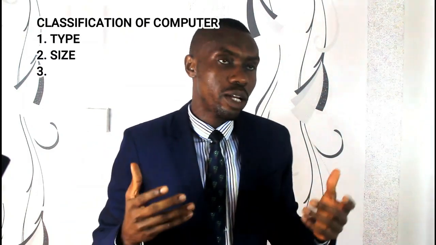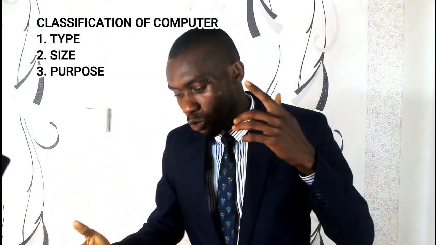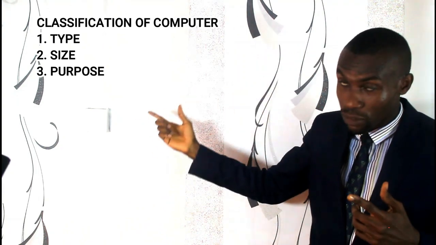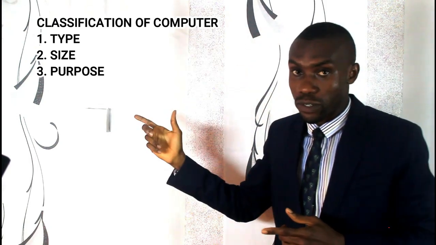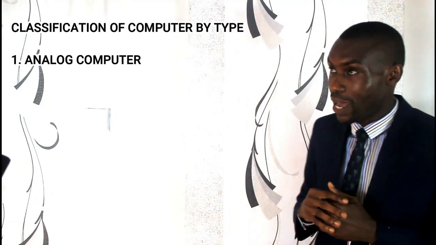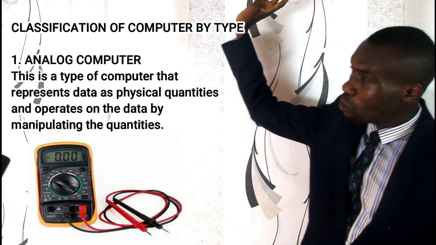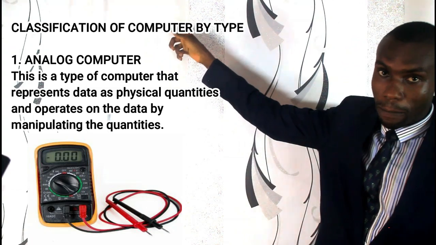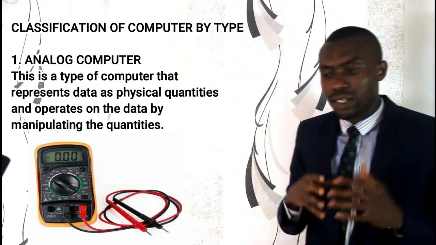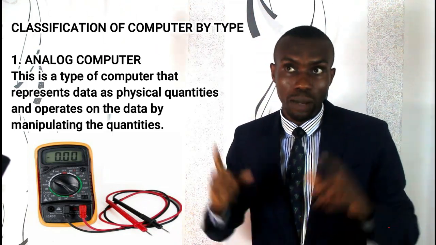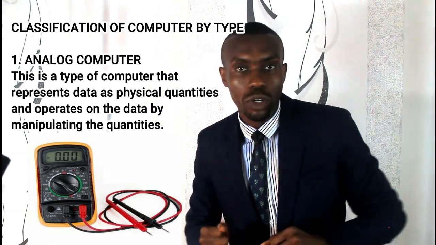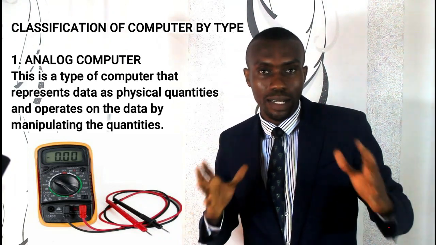Now when we talk about types of computers, we basically have 3 types, and I will explain it a little bit more because we can classify computers by types, we can classify computers by size, we can classify computers by purpose. I will take them one by one. When we classify computers by types, we have the one known as analog computer. Now, what is an analog computer? It is simply a type of computer that processes physical quantities. For example, your analog wall clock, your analog watch. That is an analog computer.